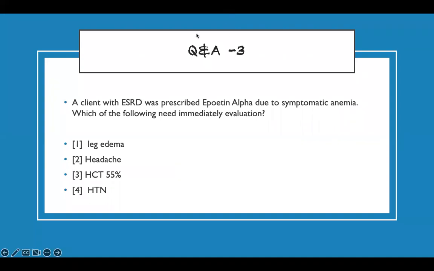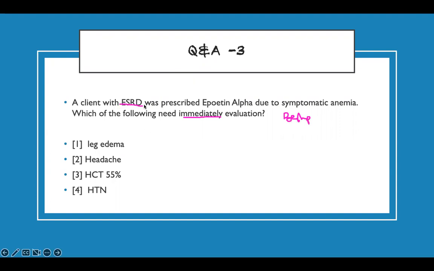Question three. Same thing. Immediately, so that's a priority. So you read the last question: which of the following need immediate action? So prioritization, you said, I have to be sharp. Okay, then you read the rest of the question.